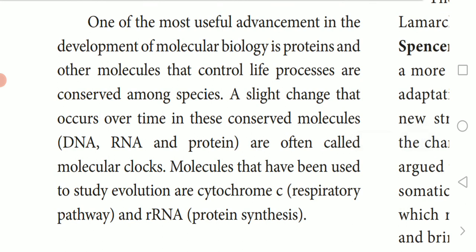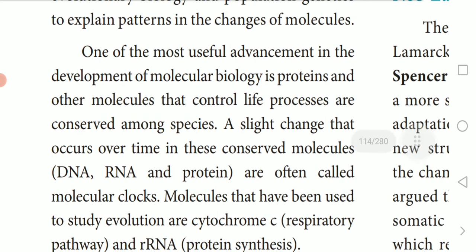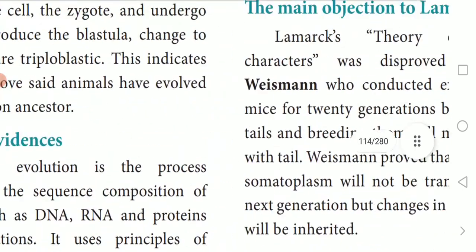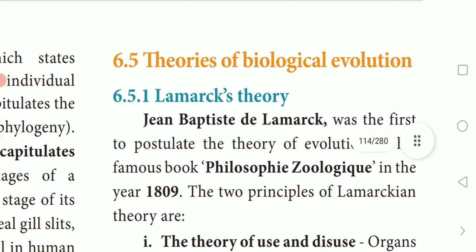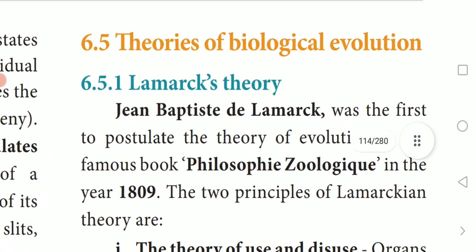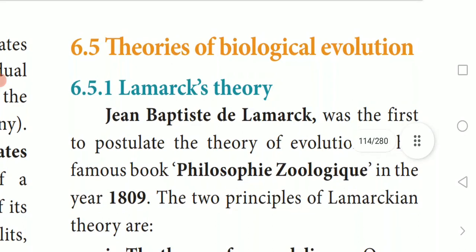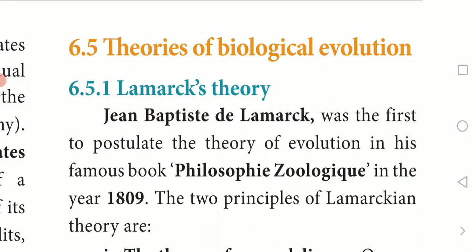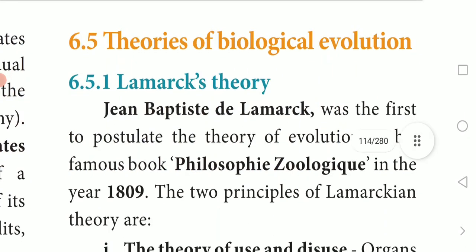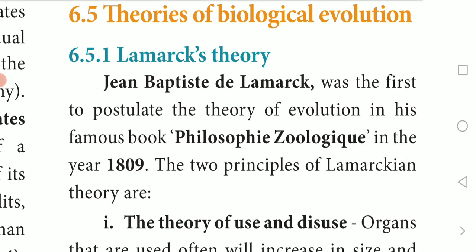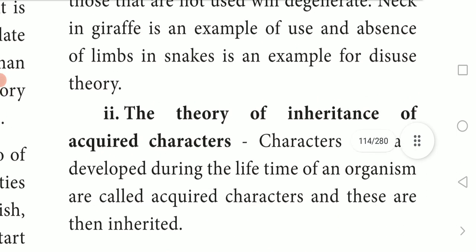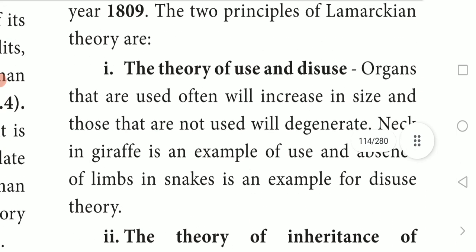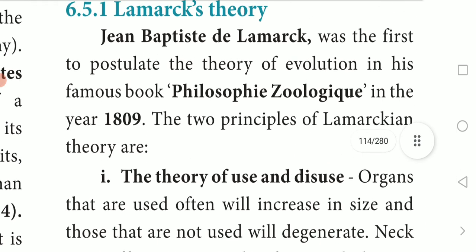A slight change occurs over time in these conserved molecules, that is DNA, RNA, and proteins. So in these three molecules, the slight change that occurs is often called molecular clocks. Yes, in DNA, RNA, and proteins, a slight change occurs generation by generation. That is what we call molecular clocks.